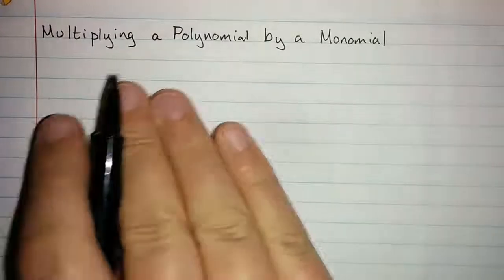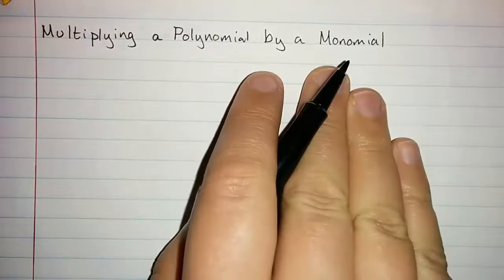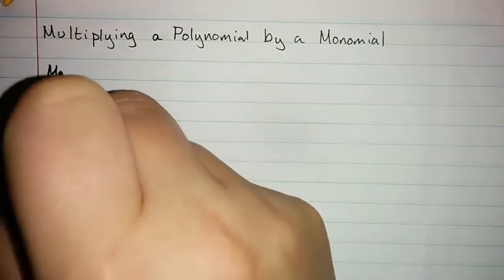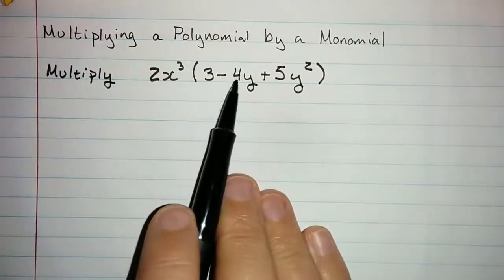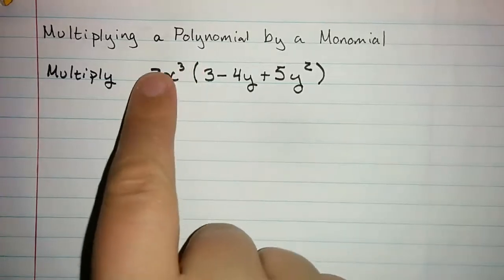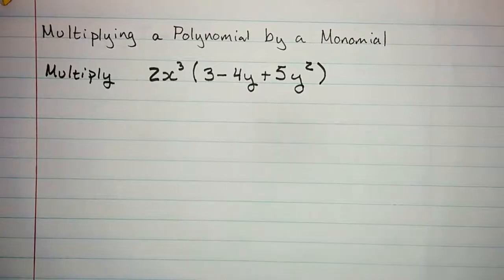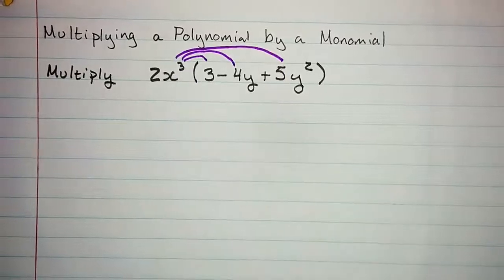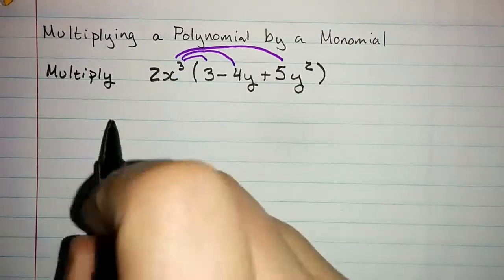What if we want to multiply a polynomial by a monomial? For example, what if we want to multiply 2x cubed times 3 minus 4y plus 5y squared? Well, this is just multiplying some factor by an expression containing addition and subtraction. So what do we do? We just apply the distributive property.